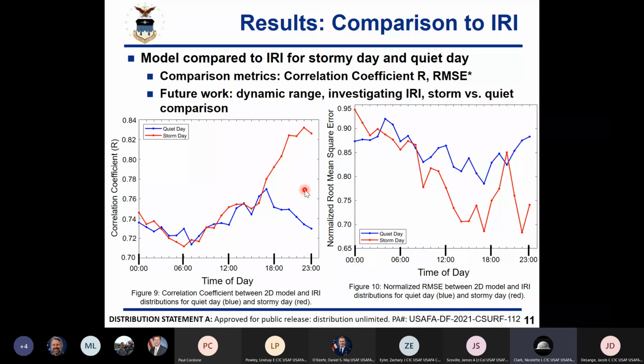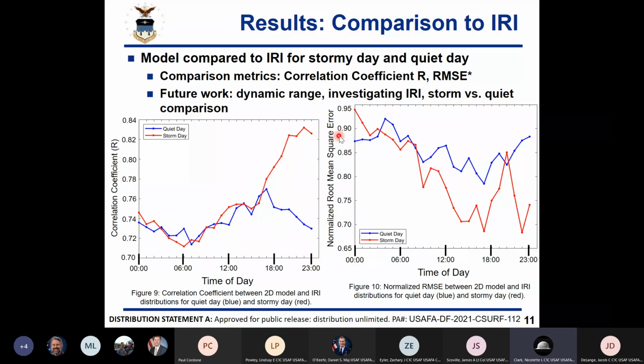And on the left here is the plot of correlation coefficient. What you can see is that for the stormy day, especially towards the end of the day, the model's correlation to IRI, how well it compared to IRI, increased significantly. We think that one of the reasons for this is the model's better predictions during stormy days.